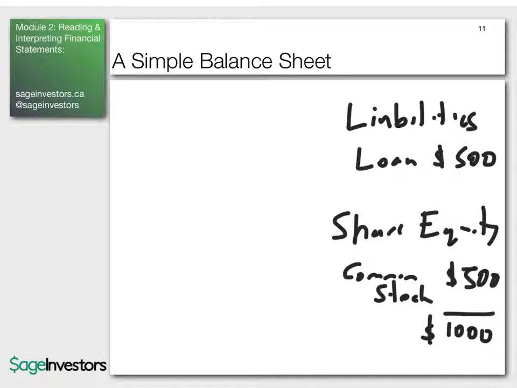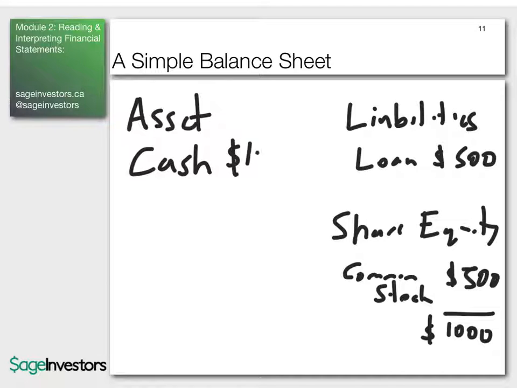Now, at this point, I would have obtained $1,000, and as we talked about, the first thing I would do is put it in the bank. On a balance sheet, that would be represented under the asset account, specifically under the sub-account called cash, of $1,000.